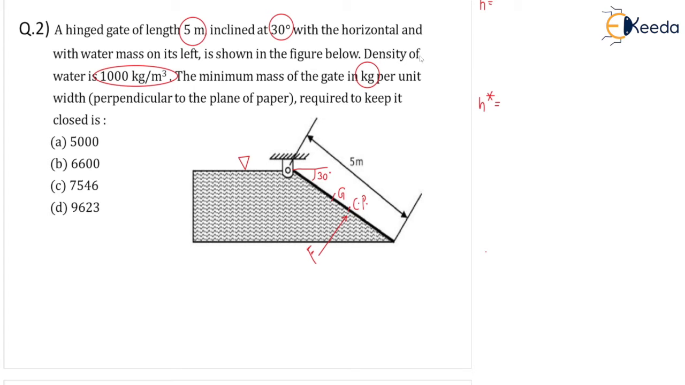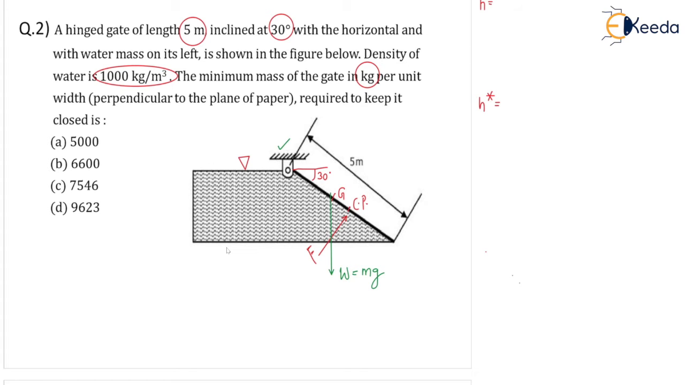One force will also pass through the center of gravity. What is the name of that force? Weight, correct? So this is another force, weight. From G, the center of gravity, weight will be acting in the downward direction, equal to mg. This is the hinge point. Because of the force F, the gate will try to rotate in the anti-clockwise direction, and because of the weight of the gate acting downward, this weight force W equal to mg will try to rotate the gate in the clockwise direction, correct?